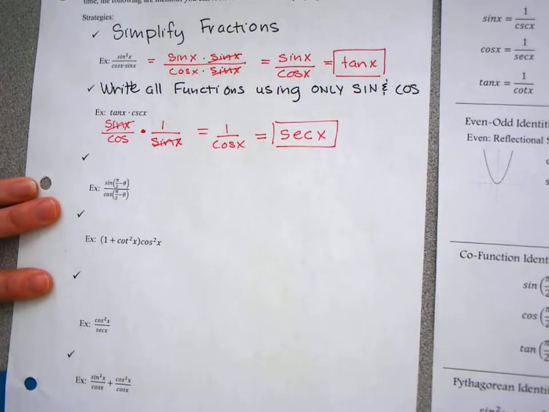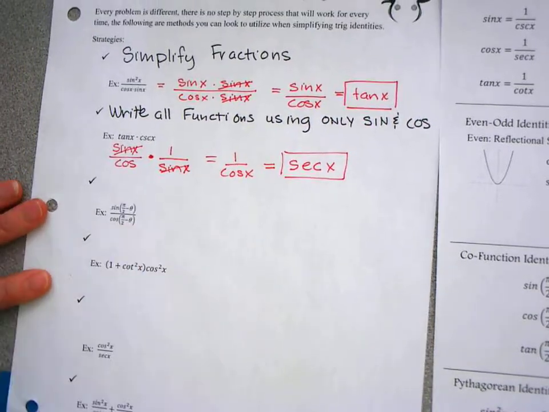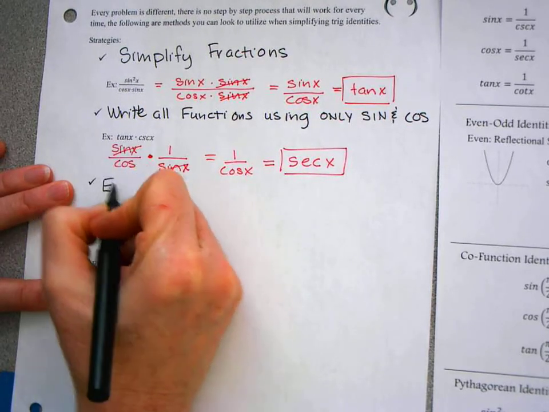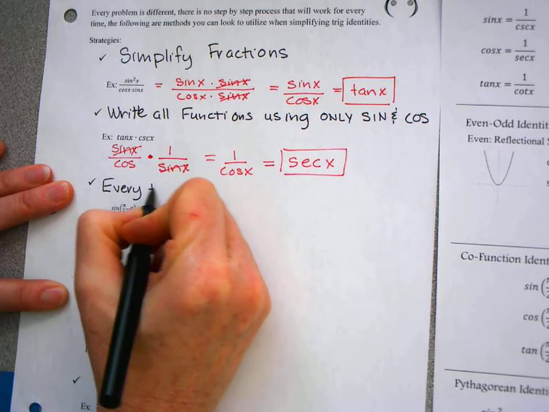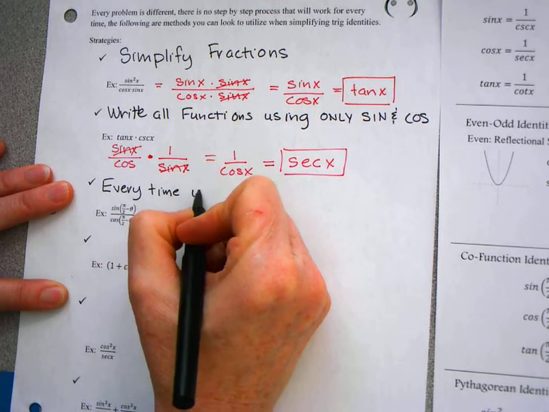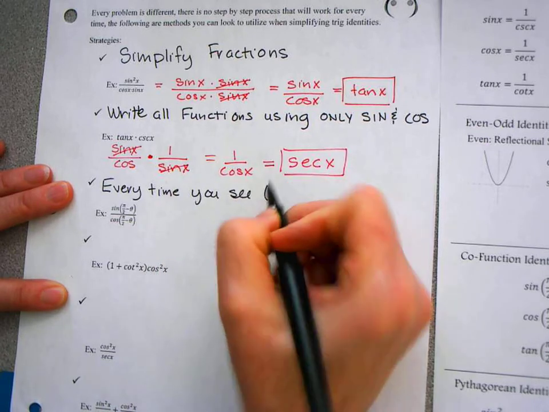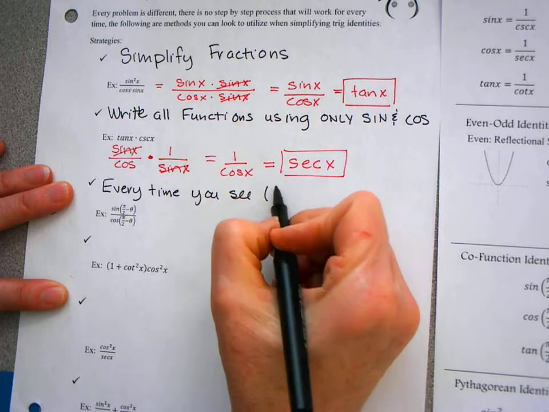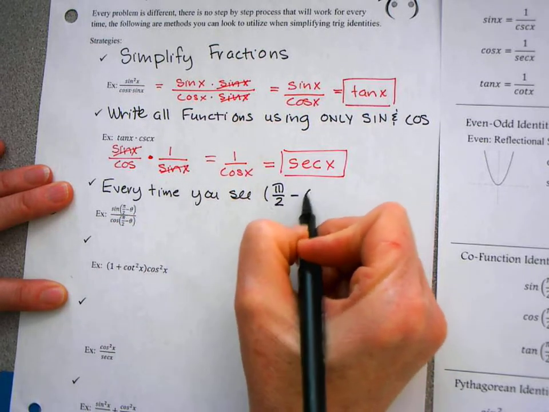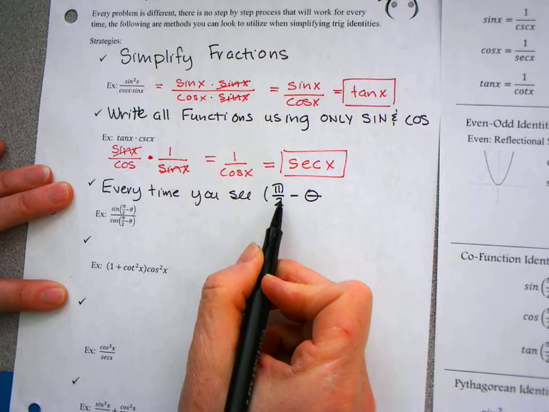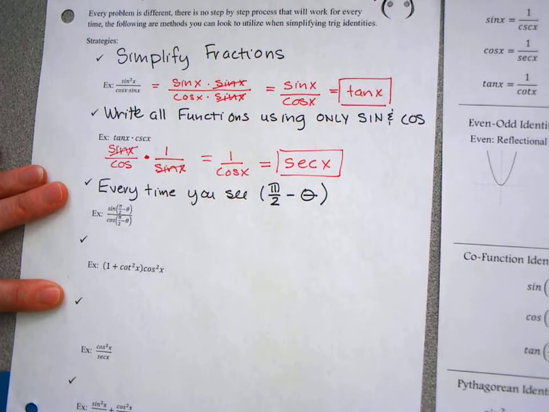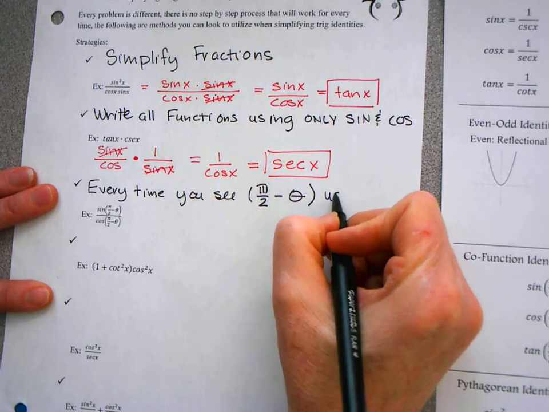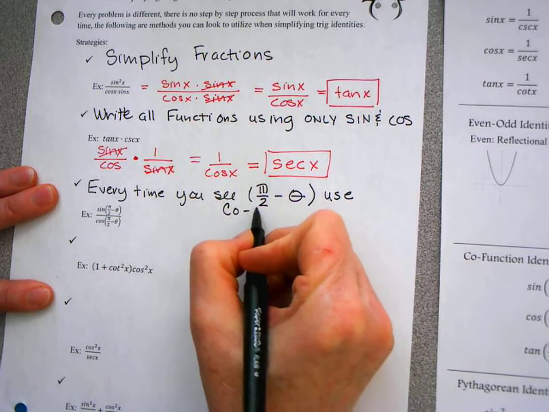All right, the next thing we can do, this rule we'll just put in our back pocket for later, is every time you see this expression, pi over 2 minus theta, or x, that's just a variable. And what is pi over 2? That's 90 degrees. Right? These are called our co-function identities. When I see that, I use co-function identities.